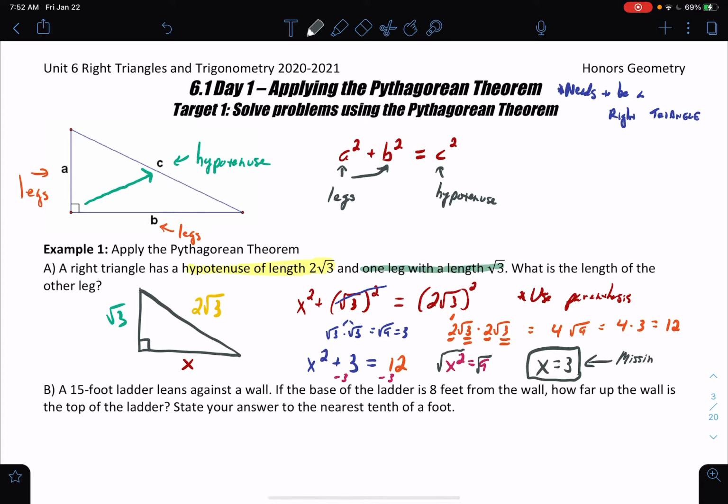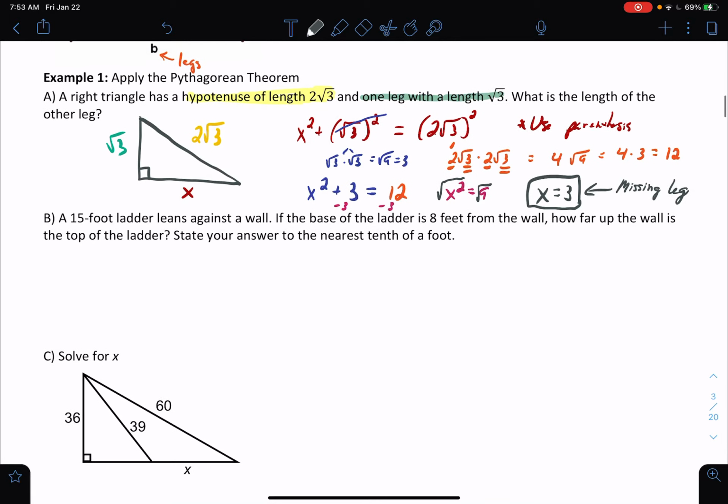3 is the missing leg. So that's how you deal with setting up a diagram and using Pythagorean theorem, especially with radicals. You want to make sure you're using parentheses so that you're actually squaring the appropriate things. All right, go ahead, pause the video, try out B. We'll go over B in class. All right, I'm gonna do this as a you try now.